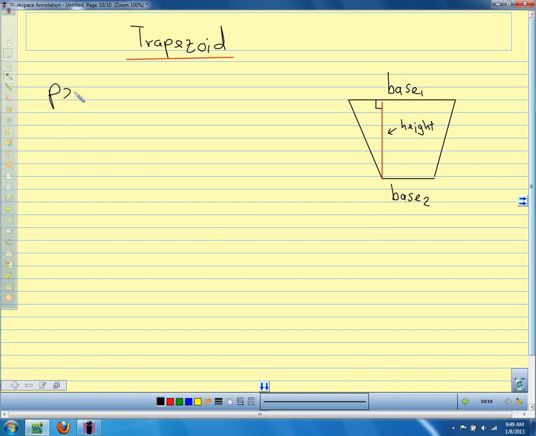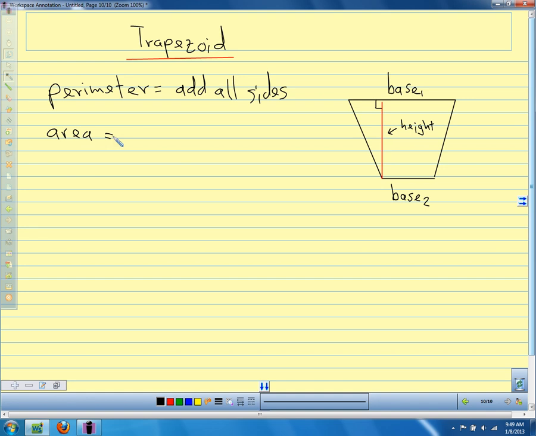So our formulas. How do we find the perimeter? Add up all the sides. So there's not really a formula, we just add up all the sides. And again, that works for any shape, add up all the sides. Our area.